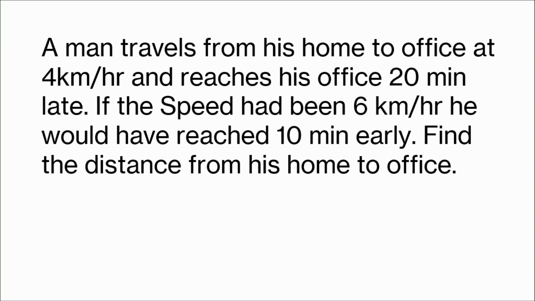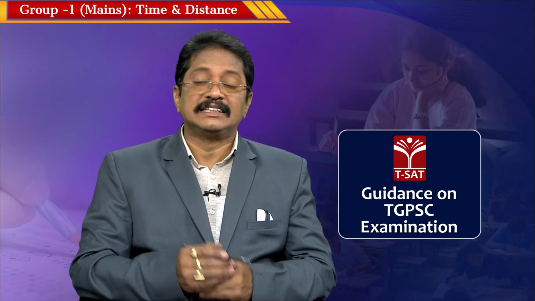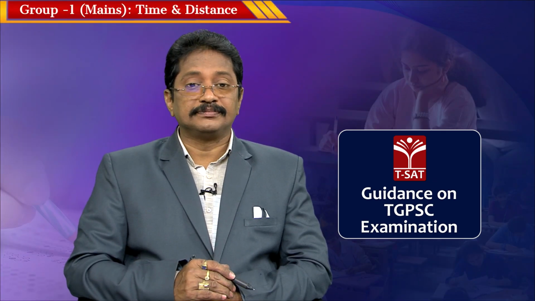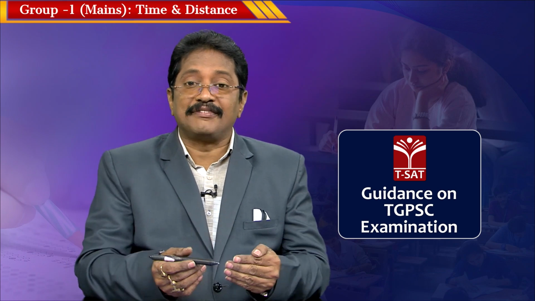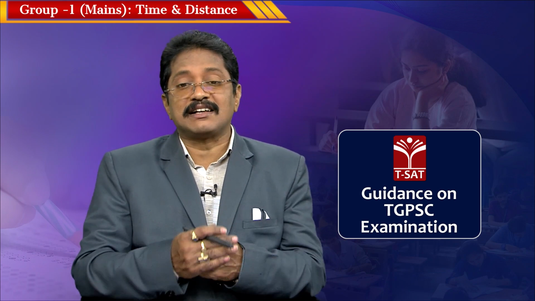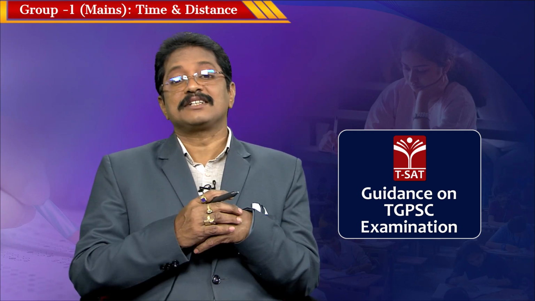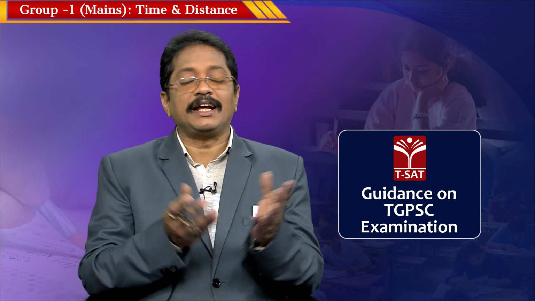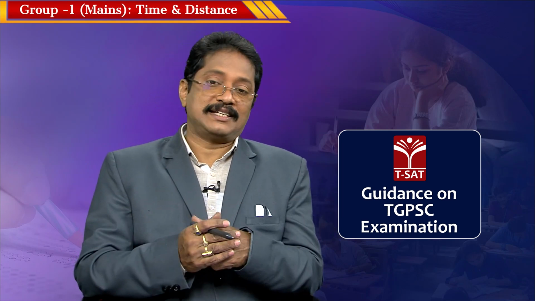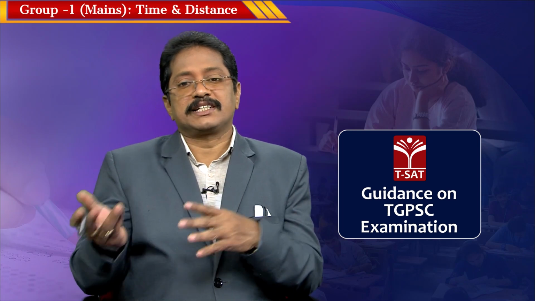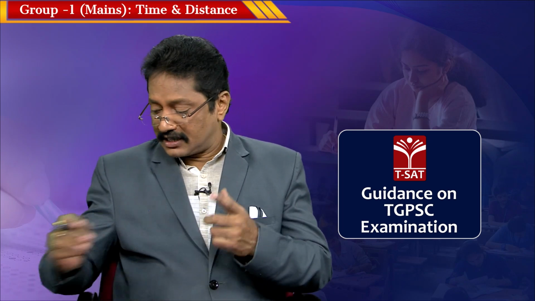When he travels with the speed of 4 km per hour, he reaches his office 20 minutes late. If he increases the speed, for example, instead of 4 km per hour to 6 km per hour, then instead of reaching his office 20 minutes late, he will reach his office 10 minutes early. Clear? Then what is the distance from his home? The distance is the same, only the speed plays a vital role. When he travels at 6 km per hour, he will reach his office early. Then you are going to find it.